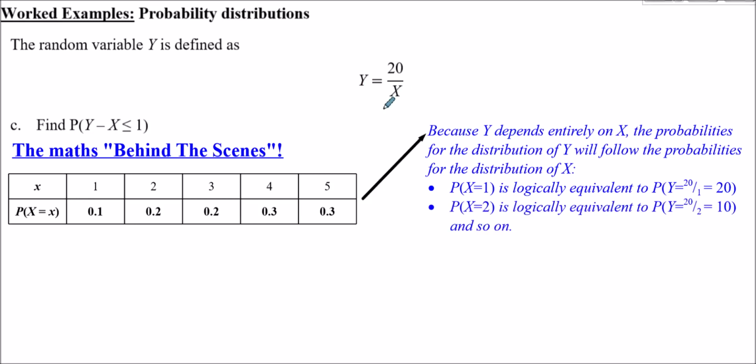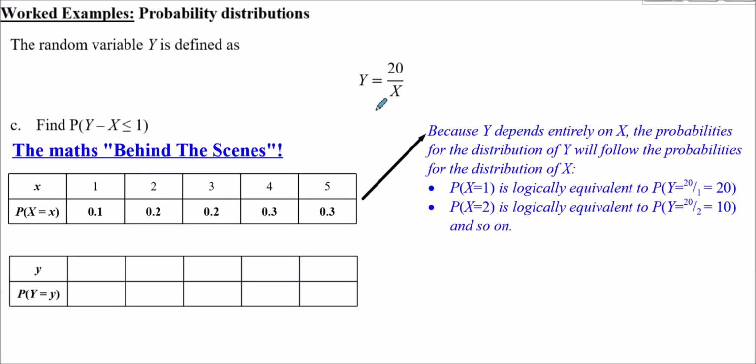Again, if big X equals 2, that's logically equivalent to the probability of big Y being 20 over 2, which is 10, and so on for X being 3, 4, and 5. So from the original, we could generate, if we wanted, a new distribution of what Y is.